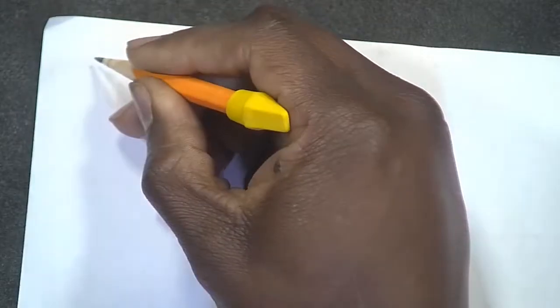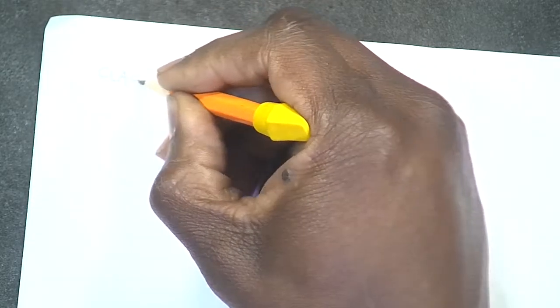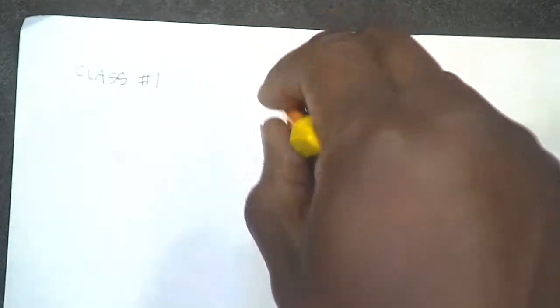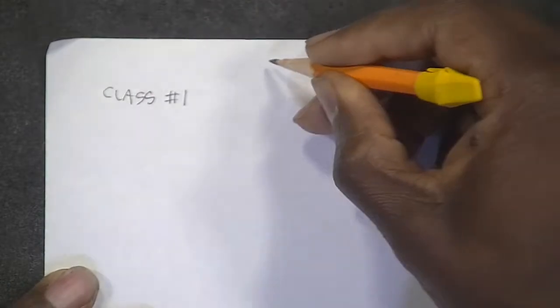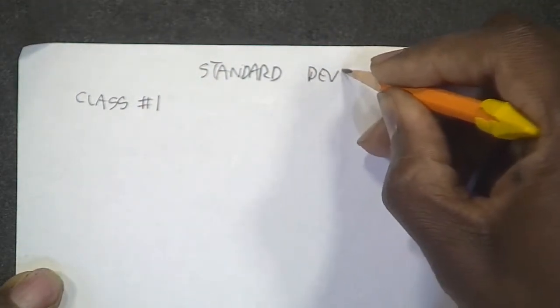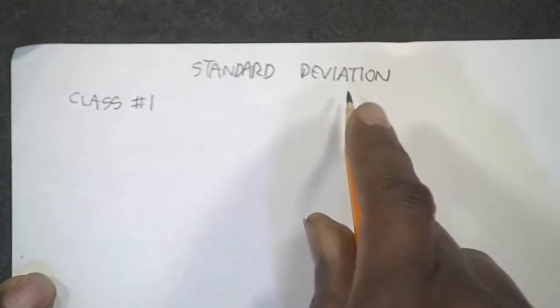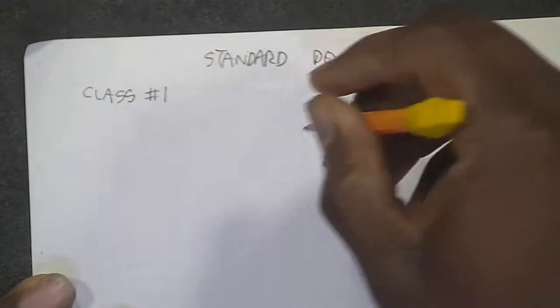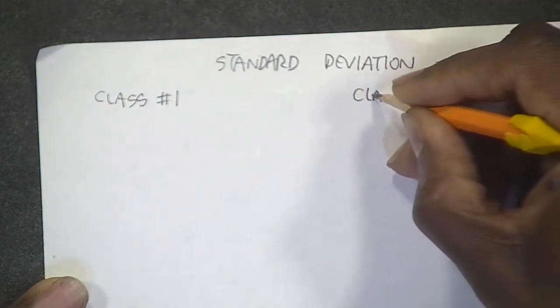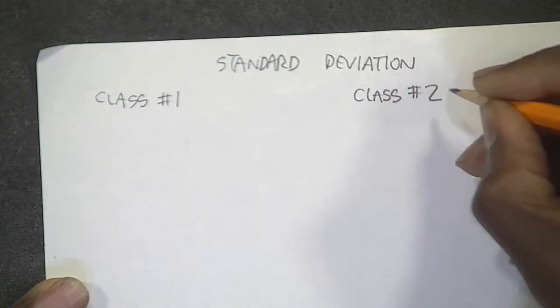All right, so let's take a look. Let's say we have class number one. Today's topic is standard deviation. What does standard deviation mean? Maybe you've heard of that before. So let's say we have class 1, and let's say we have class number 2.